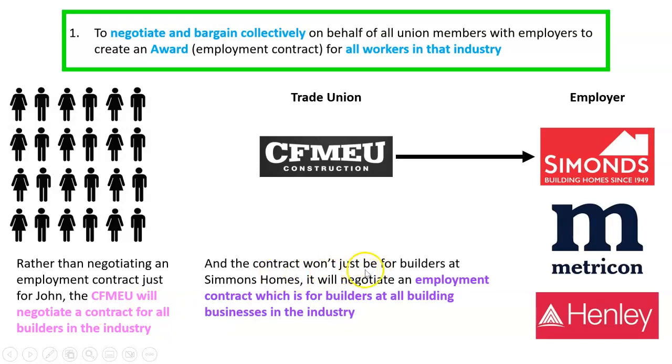And the contract actually won't be just for builders at Simmons Homes. This employment contract, which we'll call an award, will be for builders at all building businesses in the industry. So you could take other employers in the building industry like Metricon or Henley Homes, and now all the builders in the building industry can use that award, and it doesn't matter if they're working at Simmons Homes, Metricon or Henley.